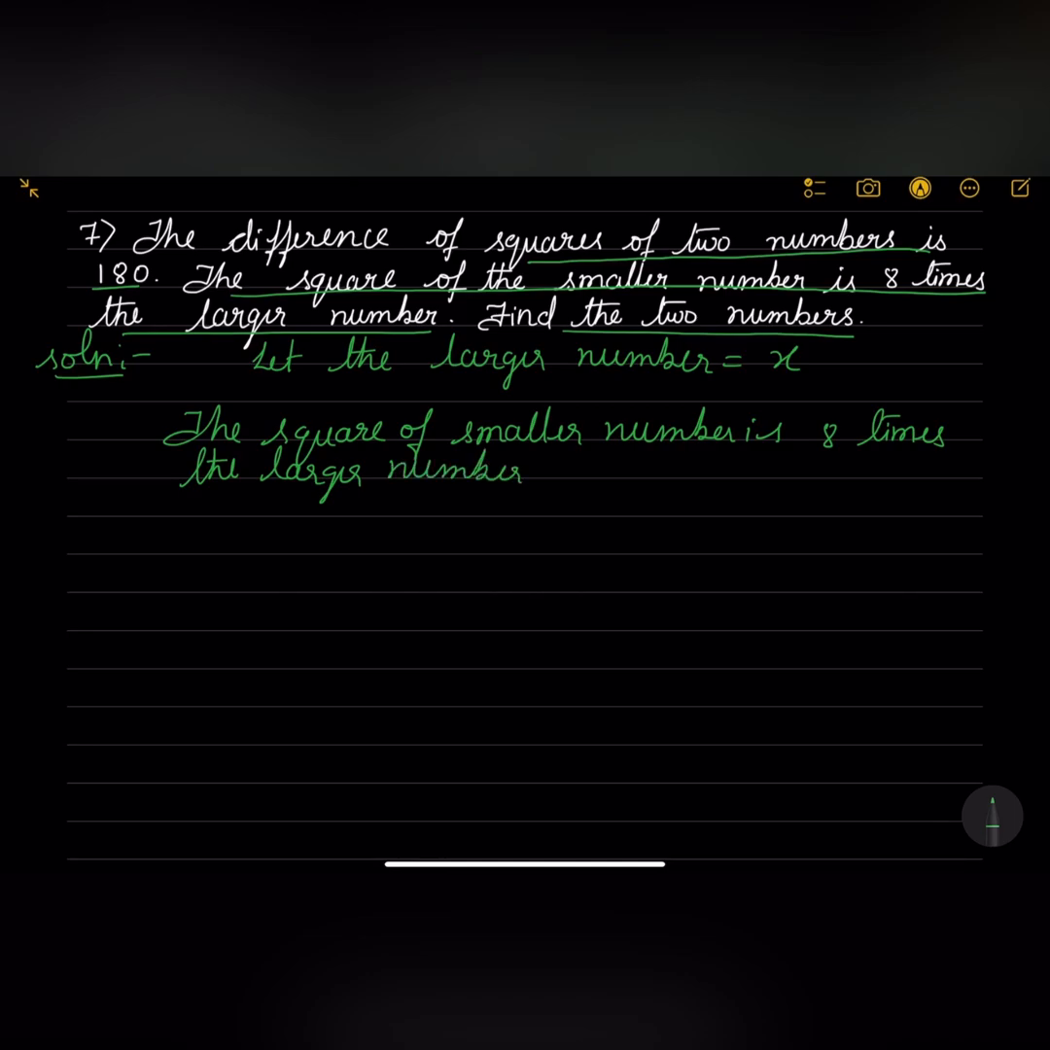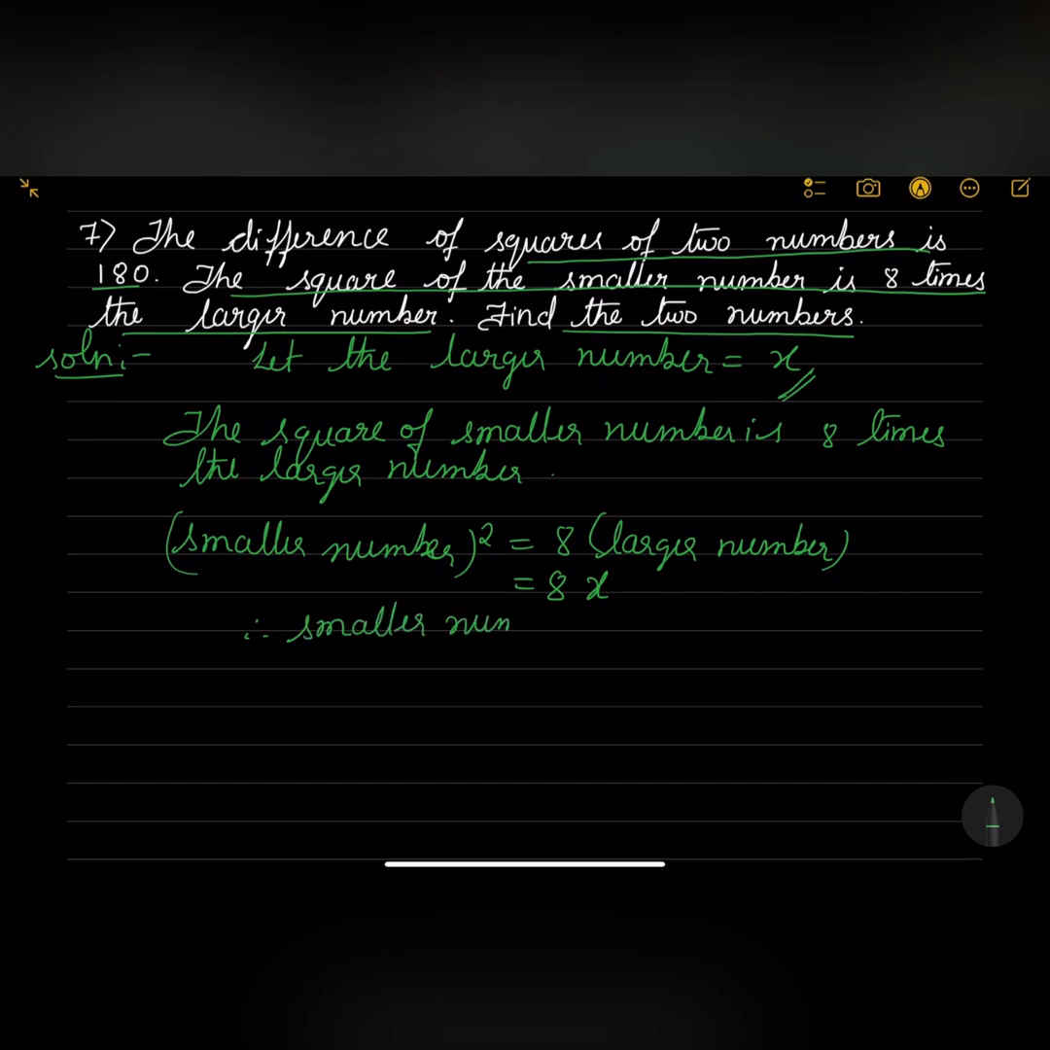So how do we represent this? It is smaller number square, right? Smaller number square is equal to 8 times larger number. We have taken the larger number as x, so we will substitute this: 8x. Therefore, what is the smaller number? The smaller number will be equal to plus or minus square root of 8x, right? The square is there, so if we take out the square, we'll get the smaller number.